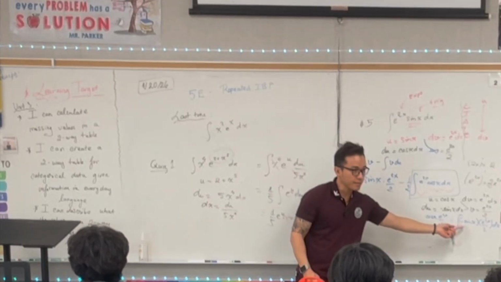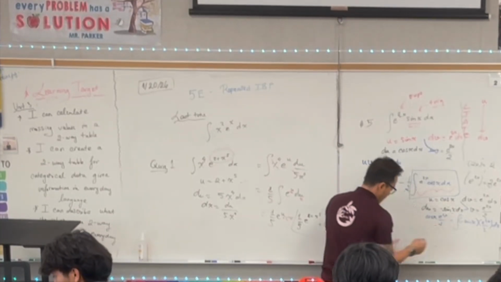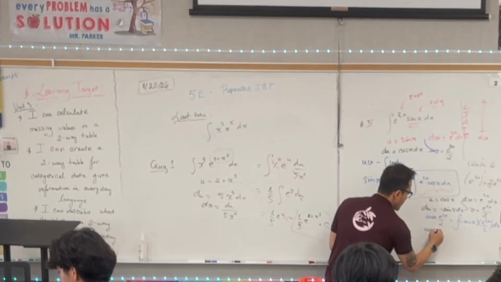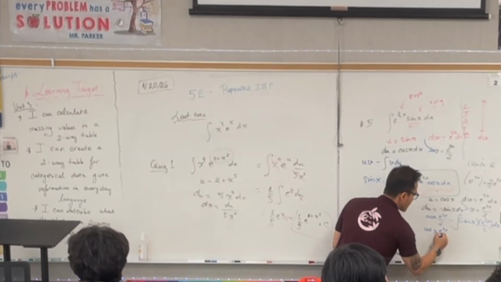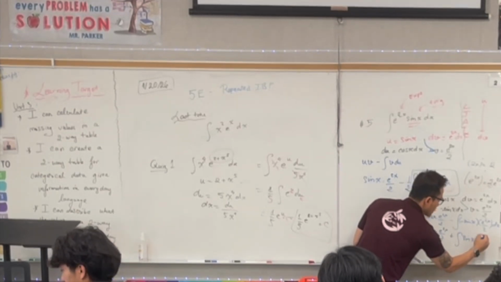You see negative to negative? It's become positive. Okay? I'm going to write one more: cosine x plus sine x e to the 2x.